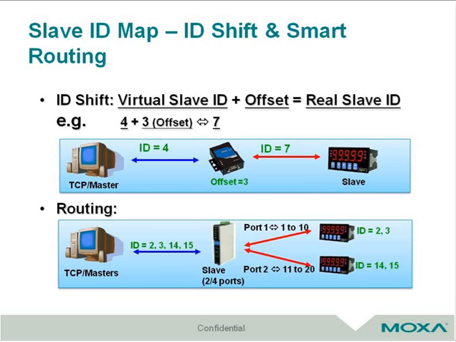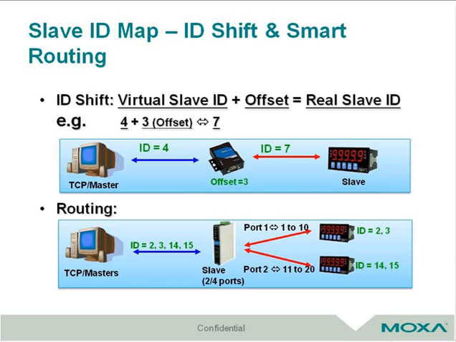The real slave ID equals the virtual slave ID plus the offset. When ID 4 comes from the TCP master and is passed to a serial device, MGate will shift the ID according to the value of the offset, and the ID will be shifted to 7. Of course, when the response message is sent back to the master, the ID will shift back to ID 4.